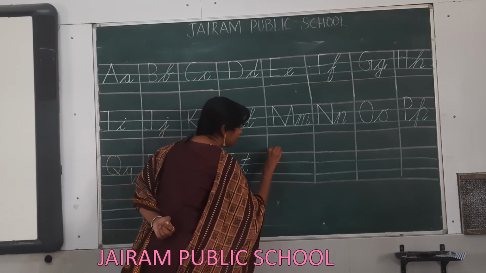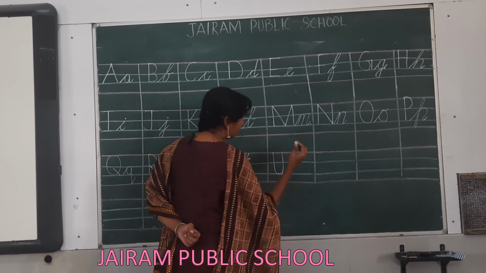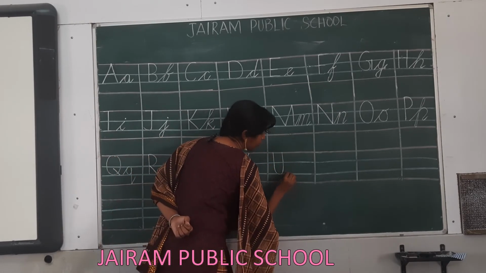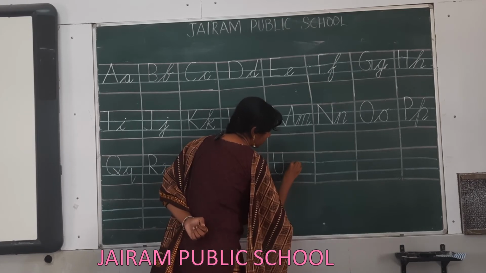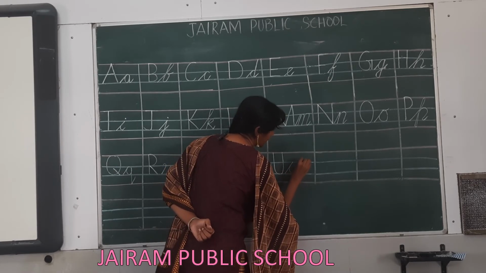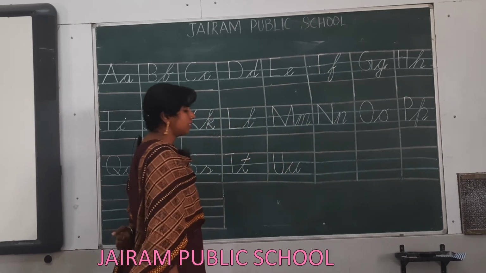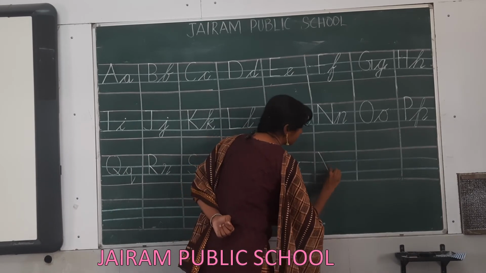How do we write capital U? A straight line, a curve at the bottom, and another straight line reaching the top line. This is U. How does the small u come? How do we write it? Upward forward slant, downward backward slant, under curve, upward forward slant, downward backward slant, and upward forward slant. This is letter U. The next letter is letter V.